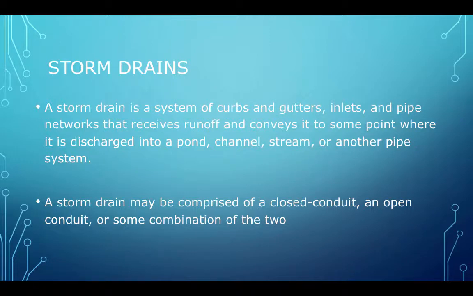So a storm drain itself is a system of curbs, gutters, inlets, pipe networks, open ditches, buried ditches, that receive runoff and convey it to some point where it's discharged into a pond, channel, stream, or another pipe system, and ultimately onto an outfall. The storm drain can be comprised of closed conduit, open conduits, or some combination of the two, although usually it's open conduit.